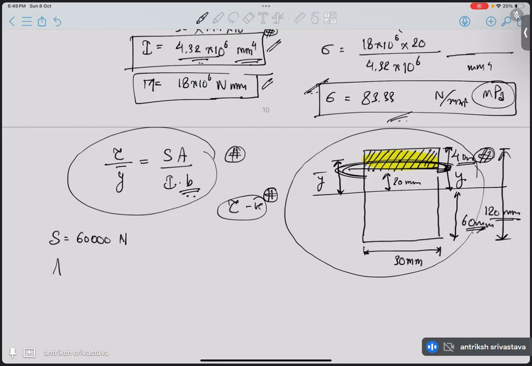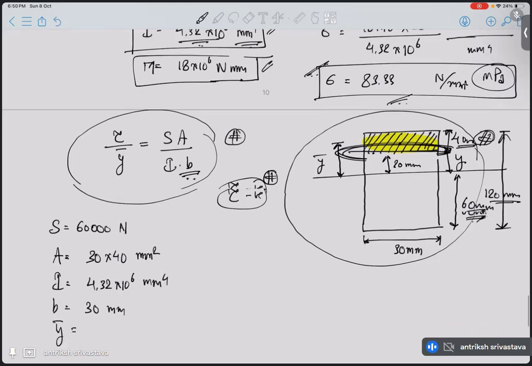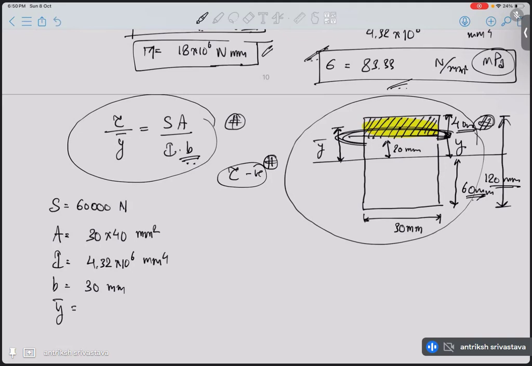So this remaining portion is going to be 40 mm. So the area of this particular portion above the point of interest is 30 into 40 mm square. I is the same that we calculated earlier. B is uniform, so we don't need to worry about that. Y bar, that is the centroid of this particular area above the neutral axis, is going to be 20 plus, since again this is symmetric, simple to solve, 40 by 2, that is 40 mm.